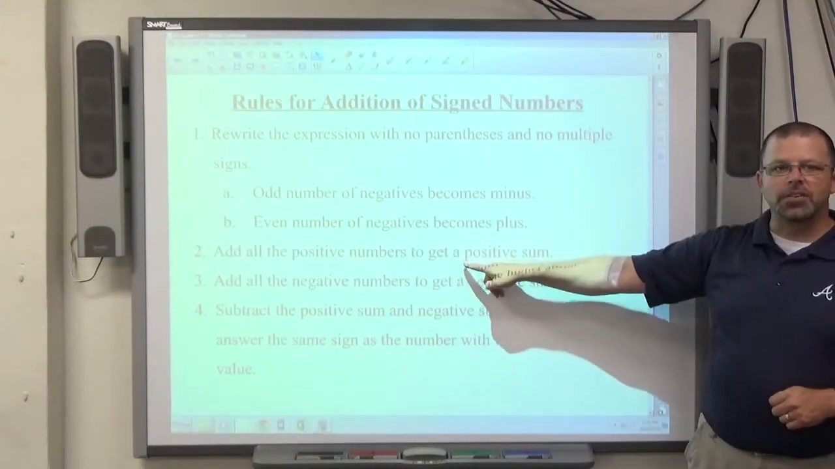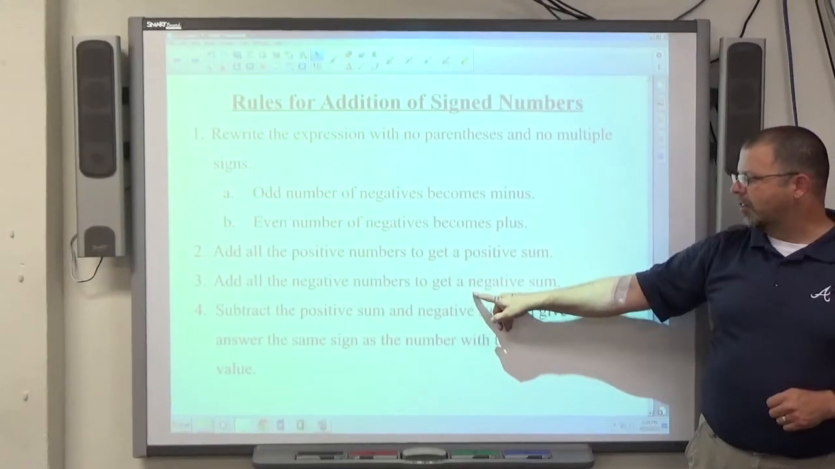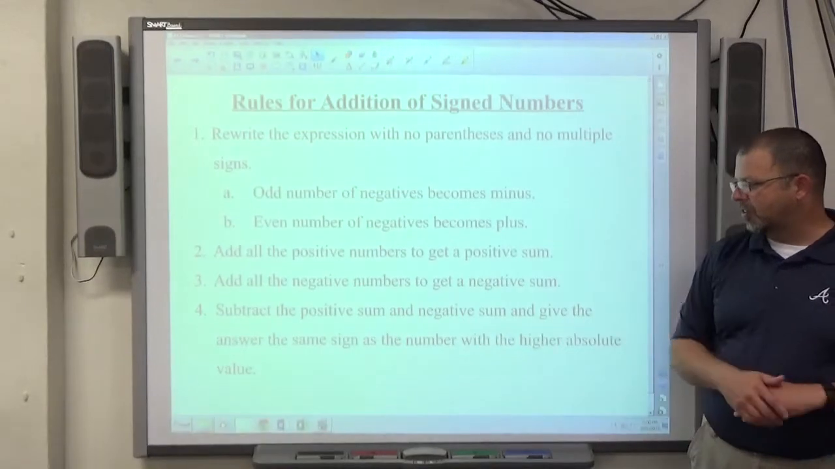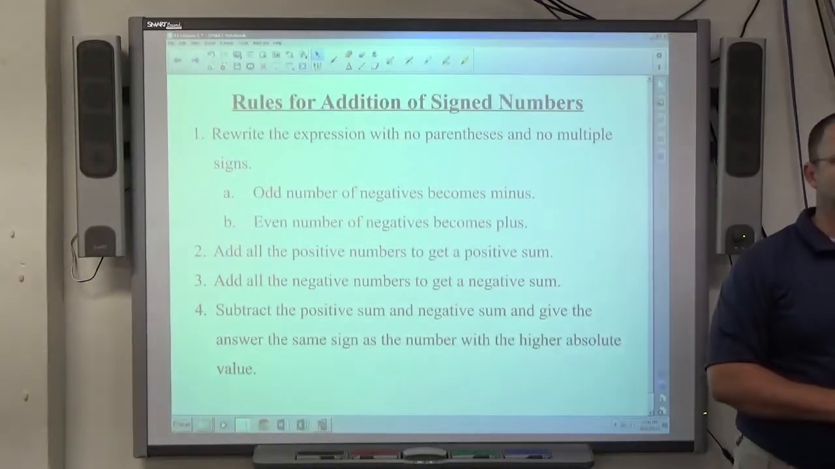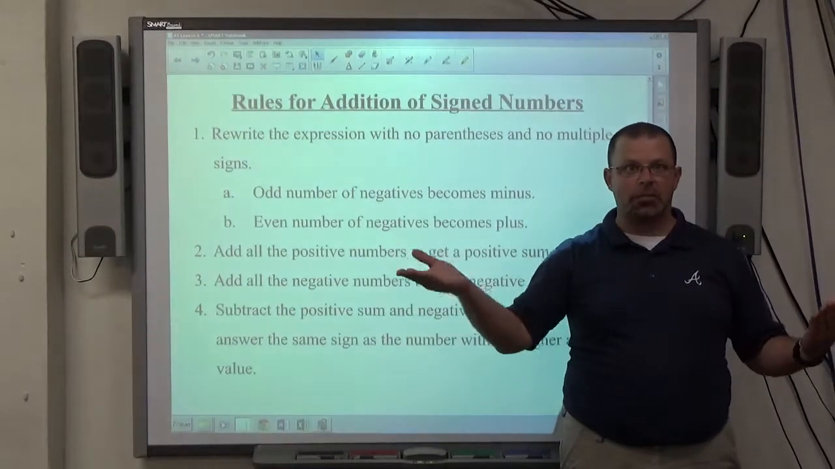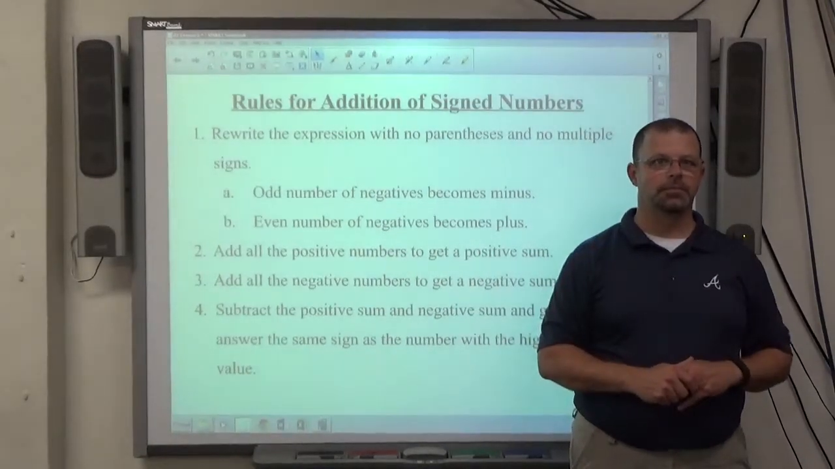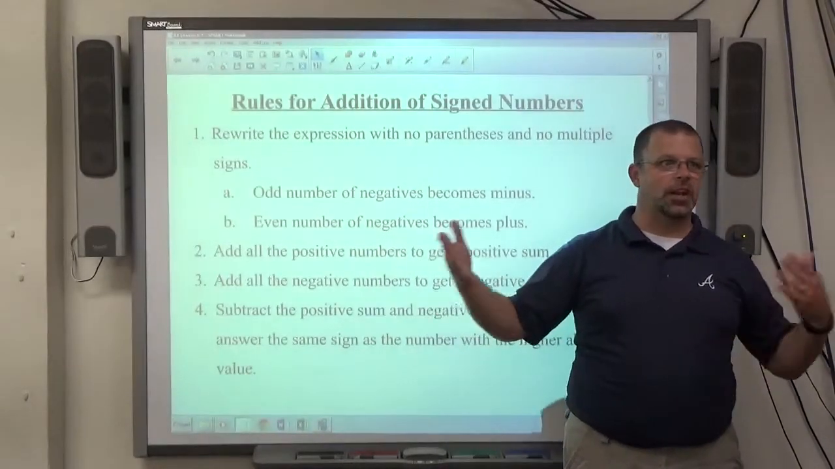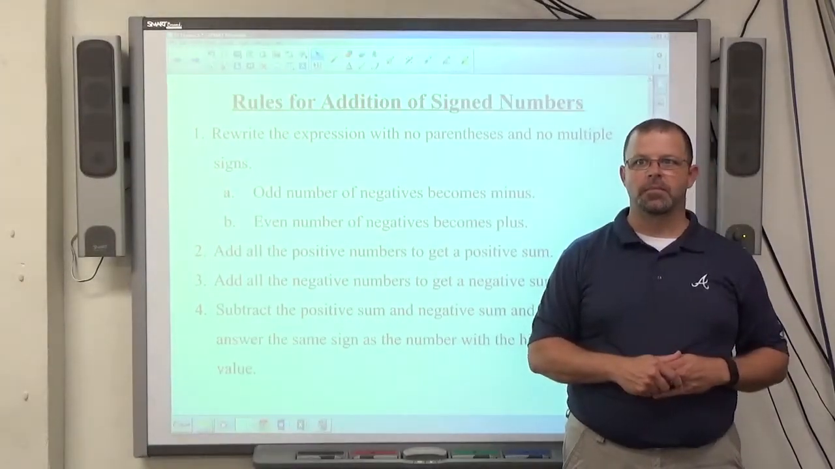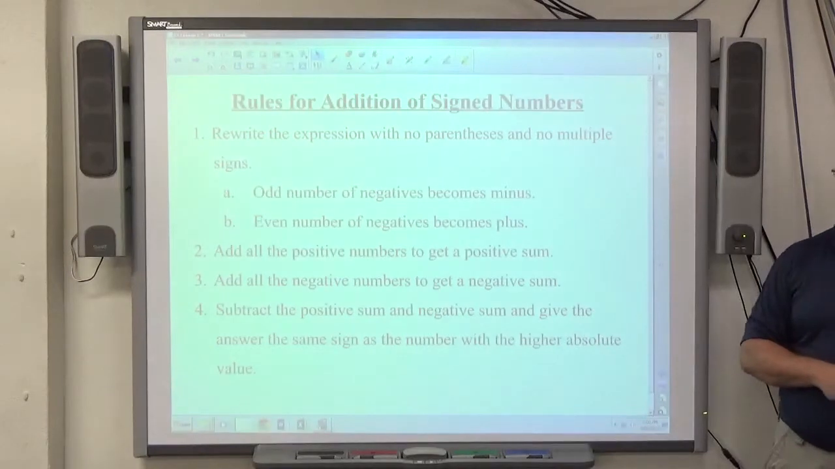Add all the positives to get the positive result, add all the negatives to get the negative result, subtract the positive and negative, and the answer is the same sign as the number with a higher absolute value. If I have negative 8 and positive 6, 8 has a higher absolute value, the answer would be negative. If I had positive 16 and negative 2, 16 is bigger than 2, positive. Alright? So the answer is always the same sign as the one with bigger number.